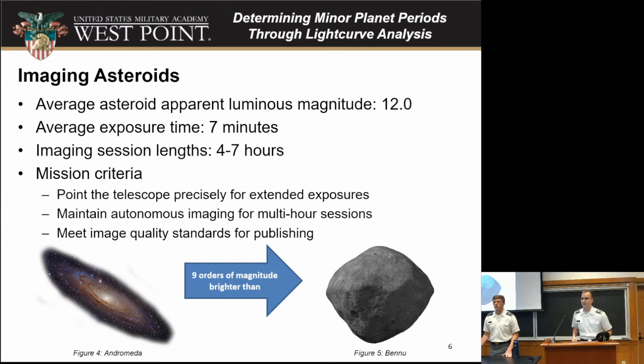is that we need to have precise imaging of asteroids for as long as 7 minutes to get individual images. And we have to do that continuously for around 5 to 10 hours. That's what we have to accomplish in order to get a proper light curve that we can publish.